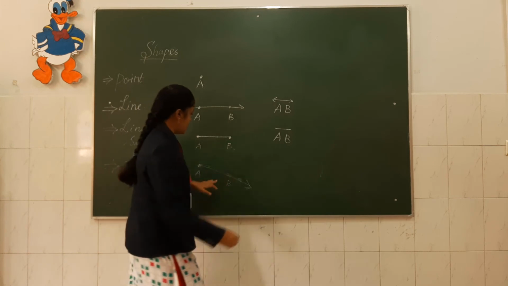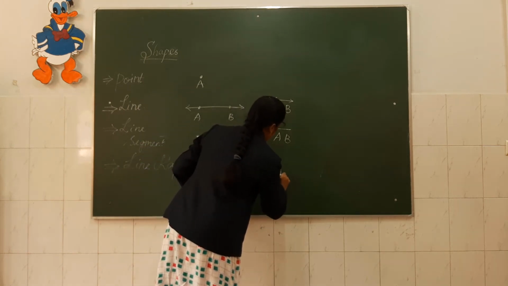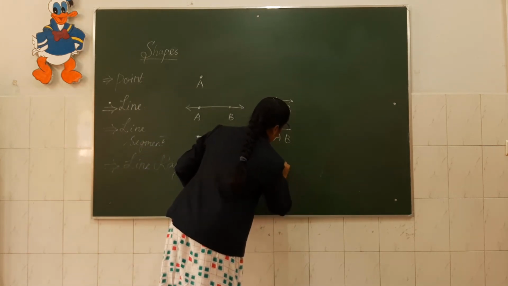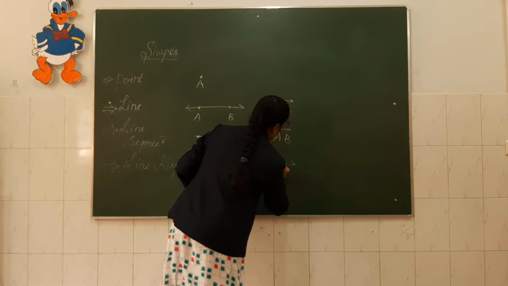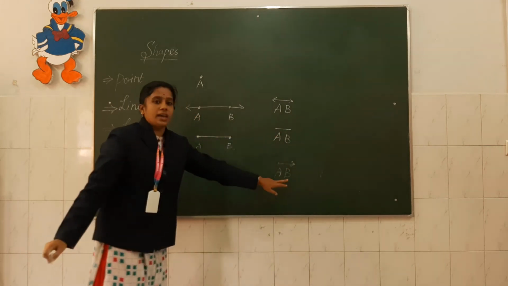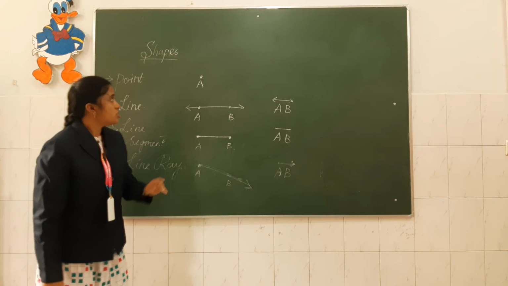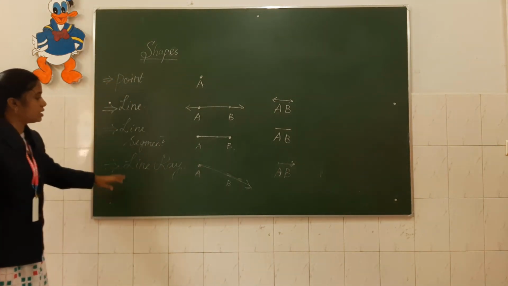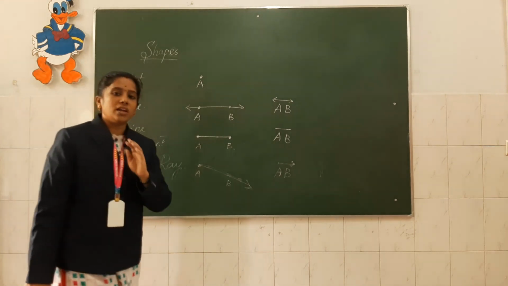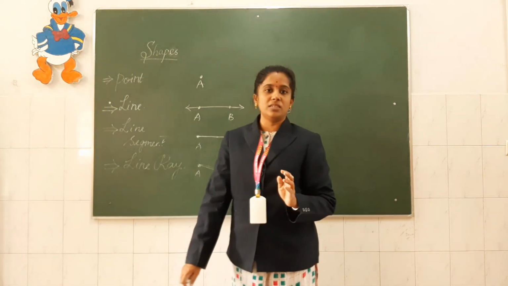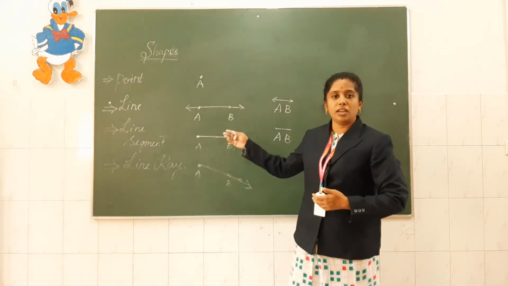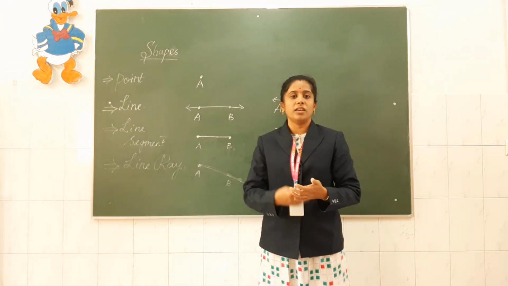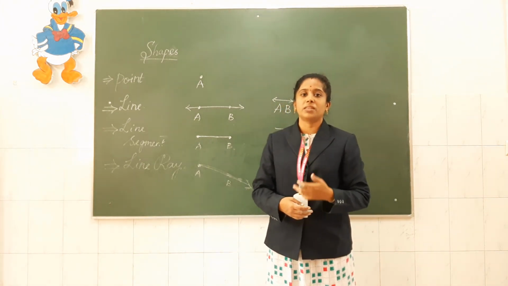Okay, children. And now the ray. This is ray AB. Are you all understood? So these are the topics we have seen for this day: point, line segment and ray. I think you all understood the points we have discussed. So children, recollect the hint points. Try to recall the hint points and come up in the next session.